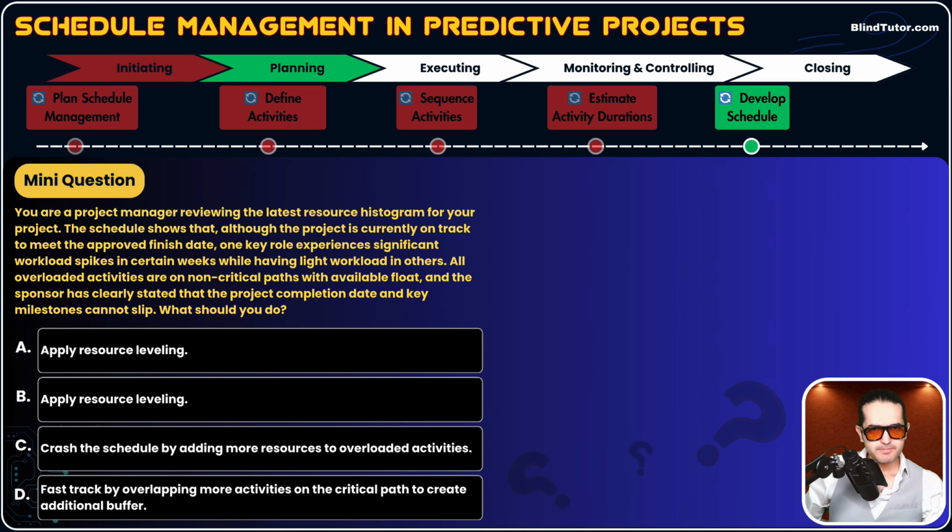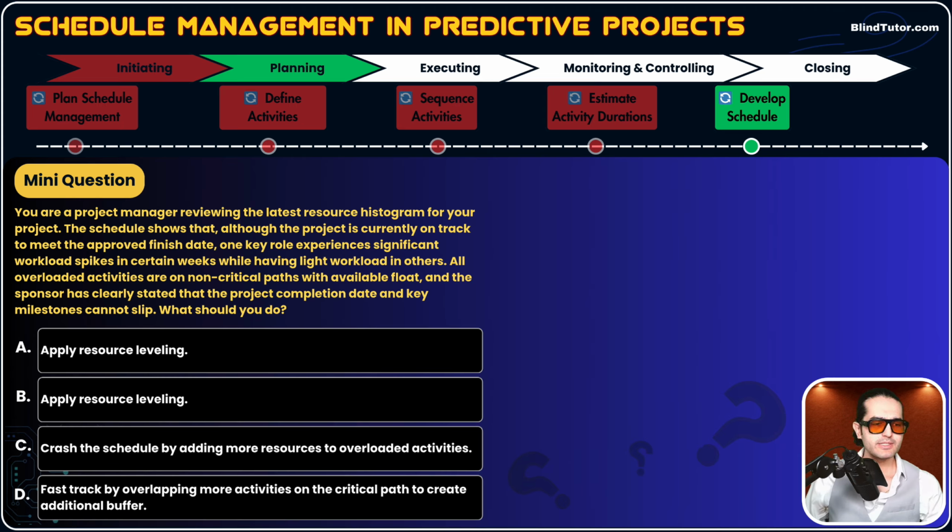And guys, please pause the video, try to come up with the right option. And if you didn't, that's okay. We are learning, guys. Okay, let's go line by line. Let's learn something. You're a project manager reviewing the latest resource histogram.